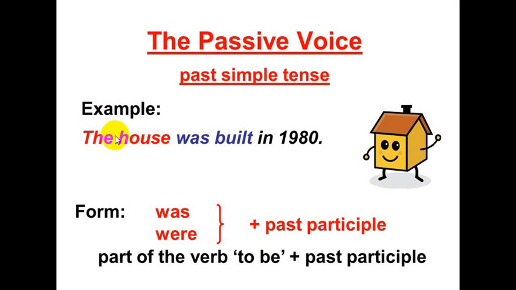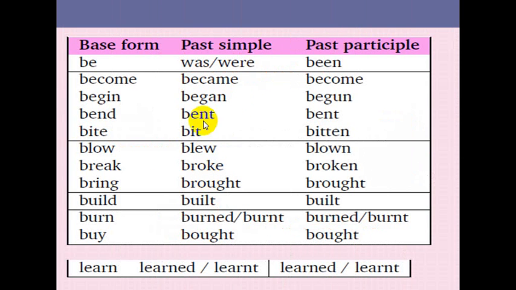Back again to the sentence. The house was built in 1980. So I can conclude the formulation out of this sentence. Past simple passive: was or were plus past participle. Once again, you have to review all the verbs you have learned in past participle to help you form the passive in the past. The third column here. Try to review them.